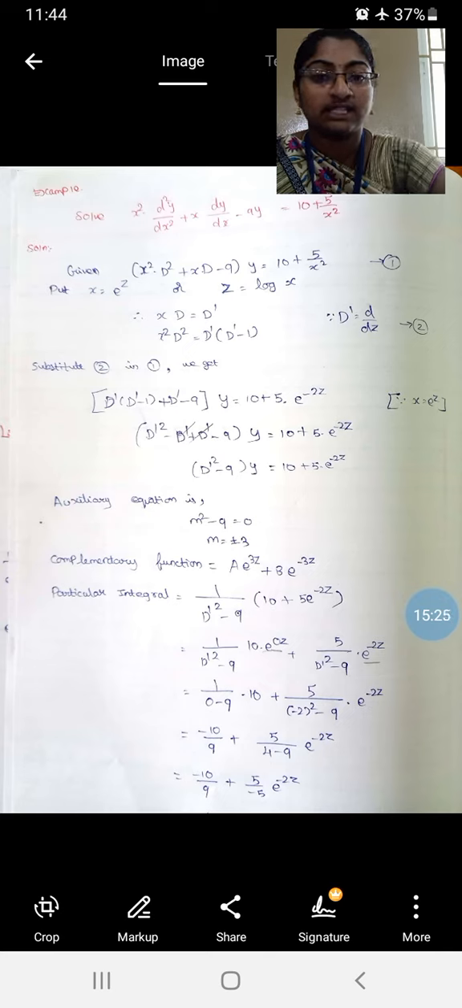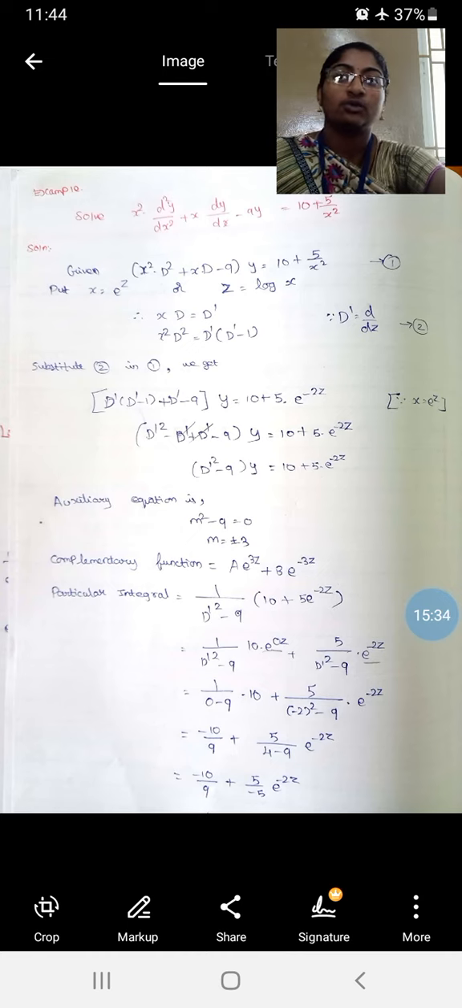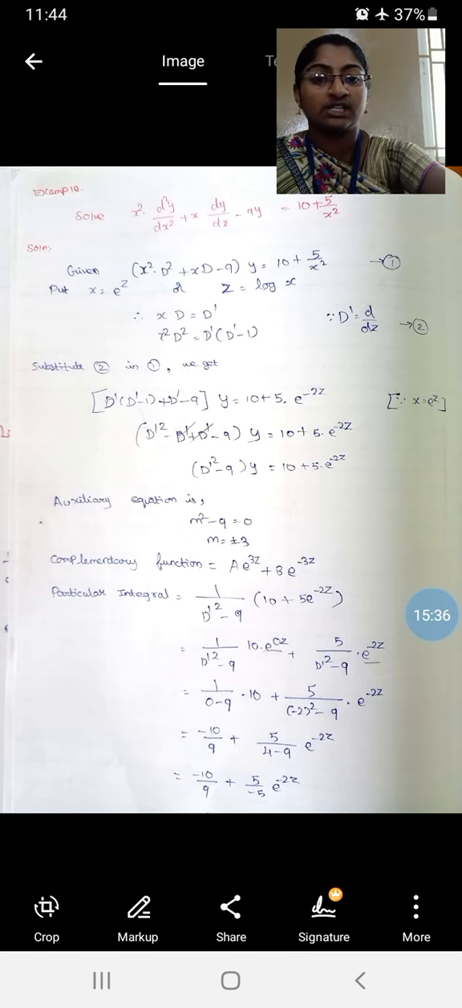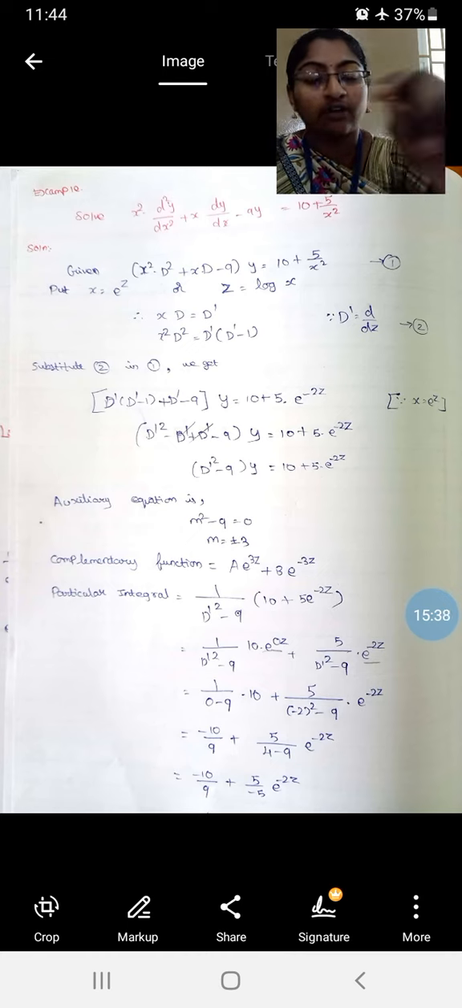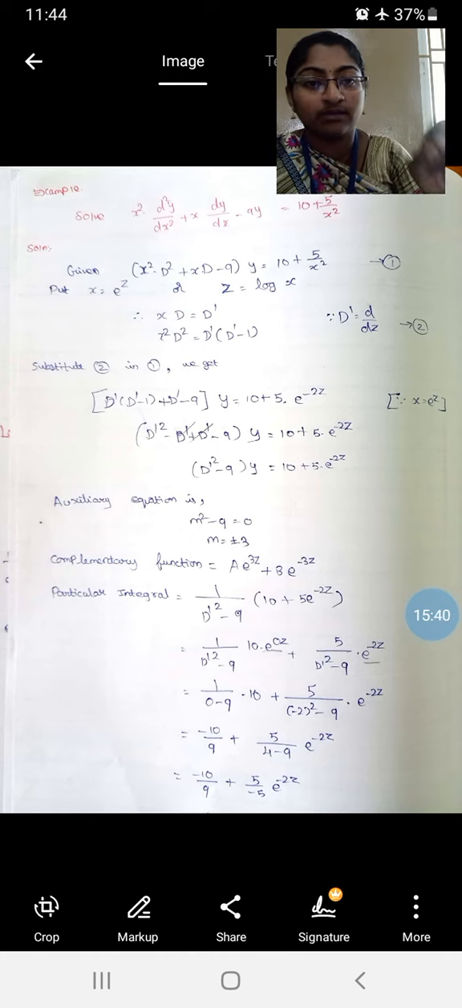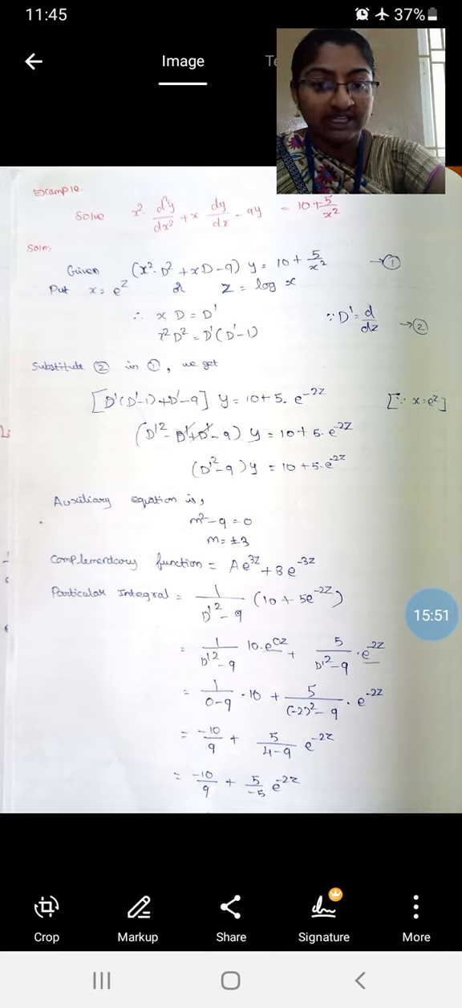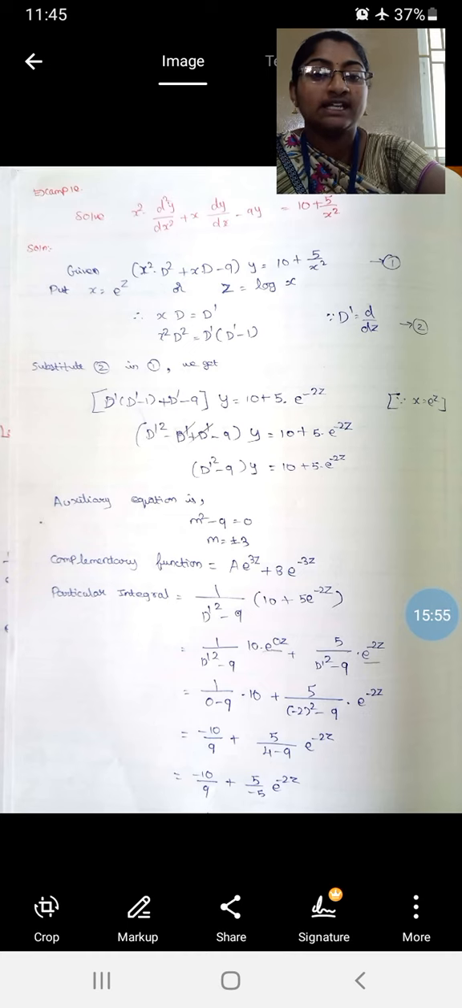So mark this as the first equation. And we also know that x is e power z, or z equal to log x. We also found, in the linear differential equation with variable coefficients, our equations 2 and 3, which give the value of x and the value of x square. I'm using those two equations here because I have only x and x square. So x D is nothing but D dash, and x square D square equals D dash into D dash minus 1.